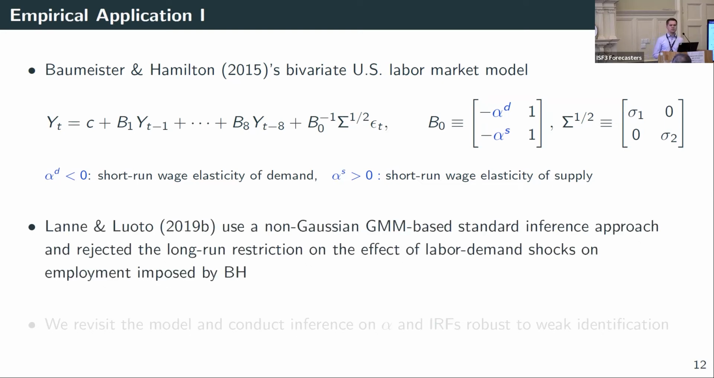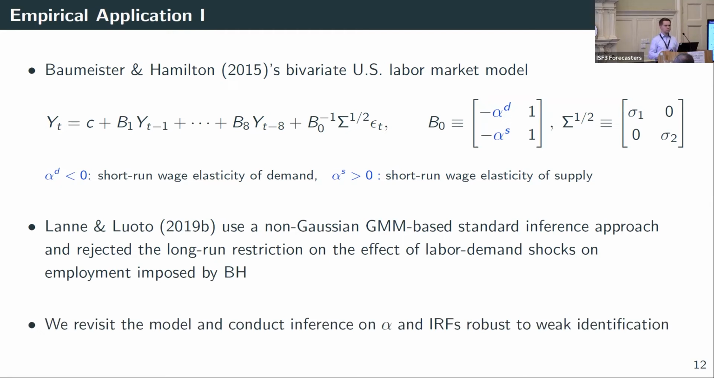Now, this application was recently revisited by Lange and Lütkepohl, who have a GMM-based inference approach under non-Gaussianity, and they criticized one of the restrictions that Baumeister and Hamilton put on this model, namely one of the long run restrictions that they put in place on the effect of labor demand shocks.